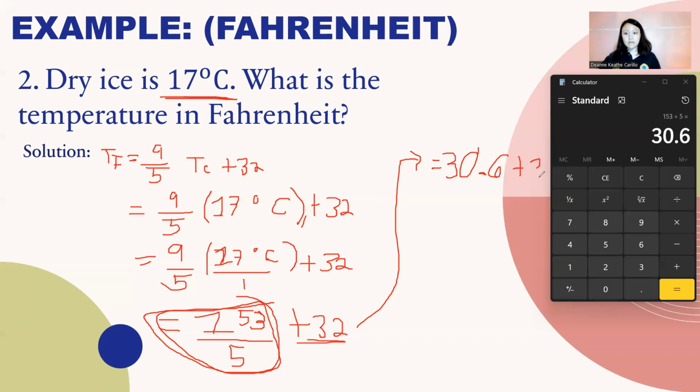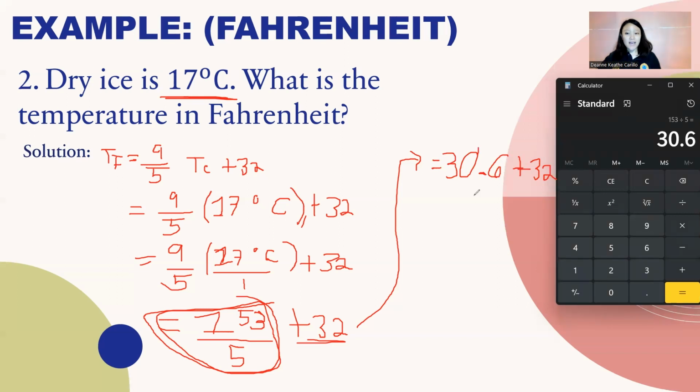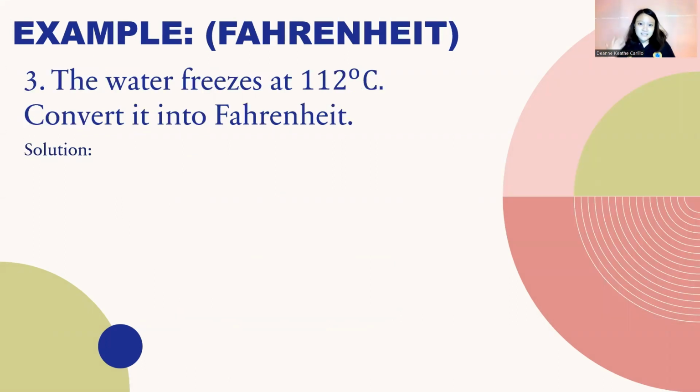Hindi natin nagamit si 32 kanina dito, kaya ilalagay natin siya dito. Now, ipag-add natin dalawang to. Let's add this up. 30.6 plus 32 is equals to 62.6. And let's not forget the temperature scale, which is Fahrenheit. Now, let's proceed to the next example, last example for Fahrenheit scale.